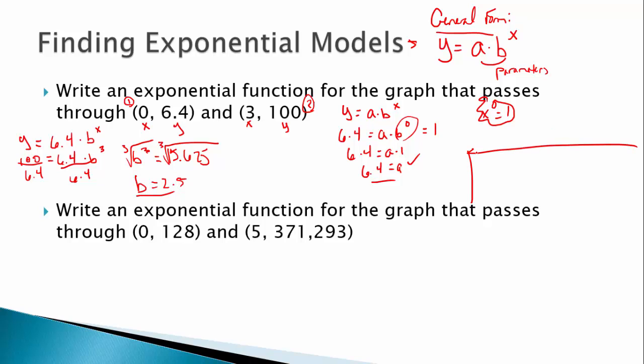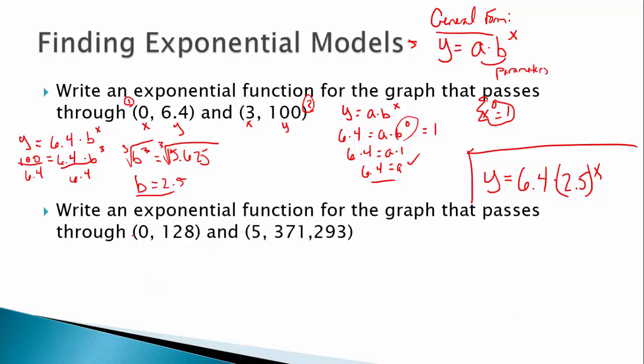So I can say that the function that passes through those two given points looks like this. Y equals 6.4 times 2.5 to the x. Okay, let's try another one. It's a little tricky, but with some practice you'll get the hang of it.